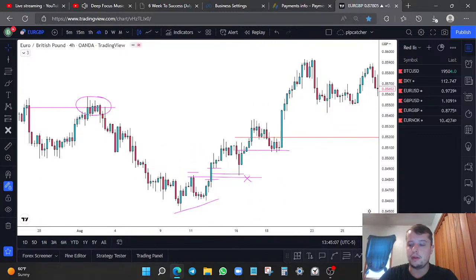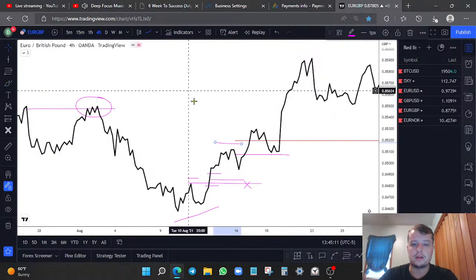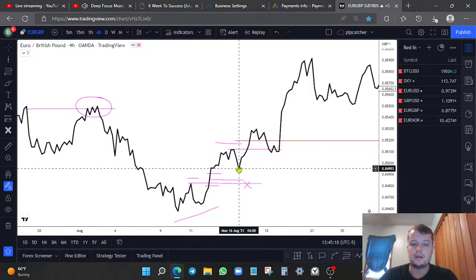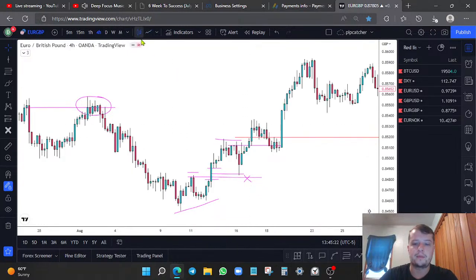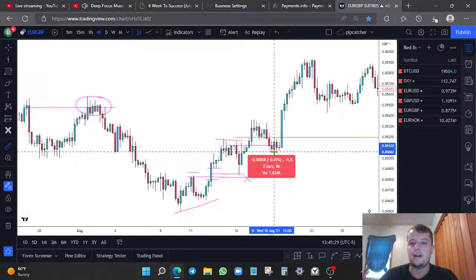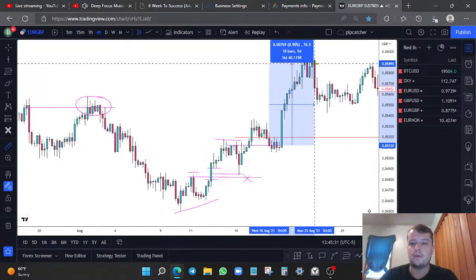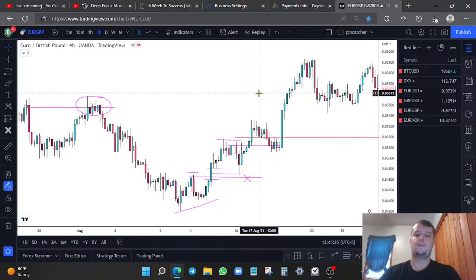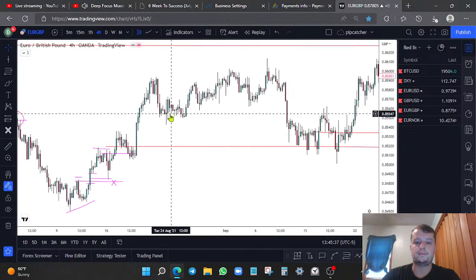But then price ultimately continues higher, gives us another break of structure, which we can see here, back into that area. This last down move before the break of structure, price comes back into that area, gives us a 5 pip drawdown for 78, 80 pips. So very good risk to reward.